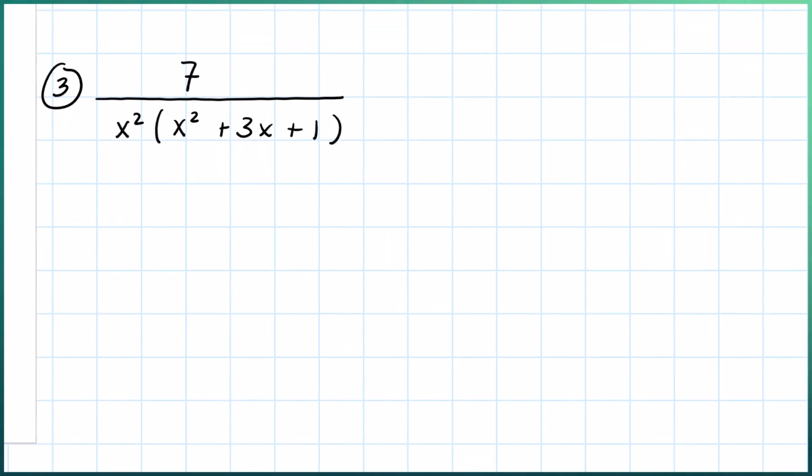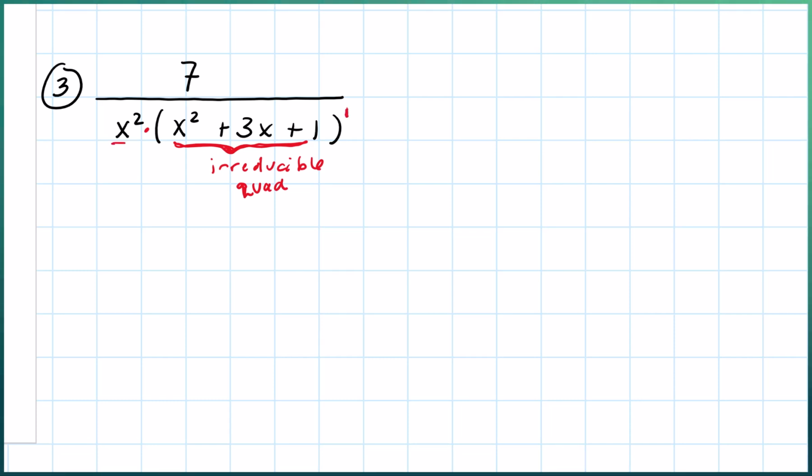Here we have already a factored form. We would take a look at this just to make sure it's fully factored. This does not factor any further. This is what we call an irreducible quadratic. So we have an irreducible quadratic. It is to the first power.